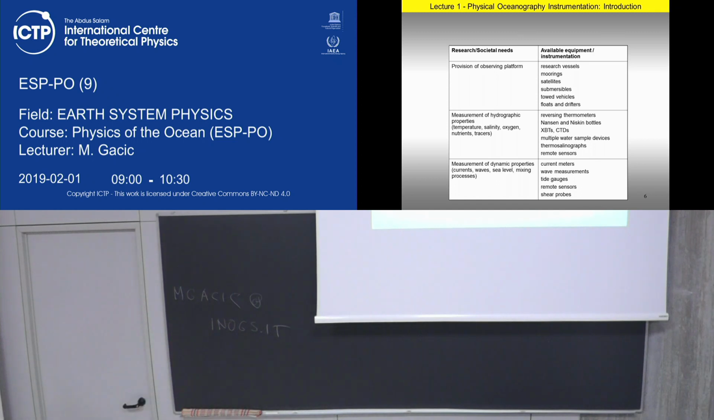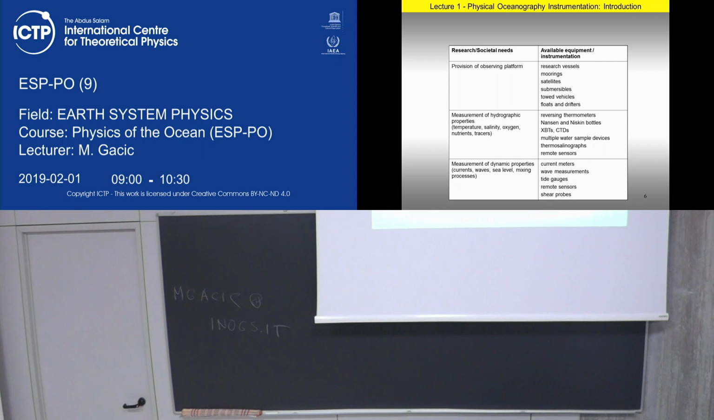Here's another thing we have to see: what are the available equipment and instrumentations. And we have the observing platforms. Observing platforms, we call platforms whatever is the structure on which the instrumentations are based.